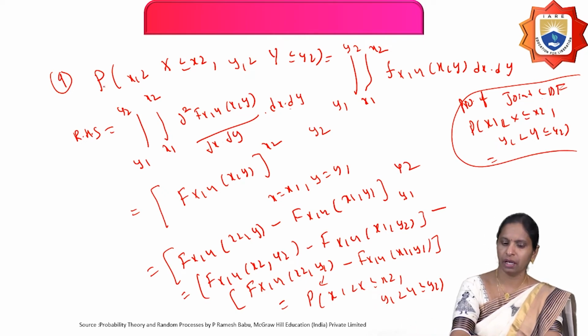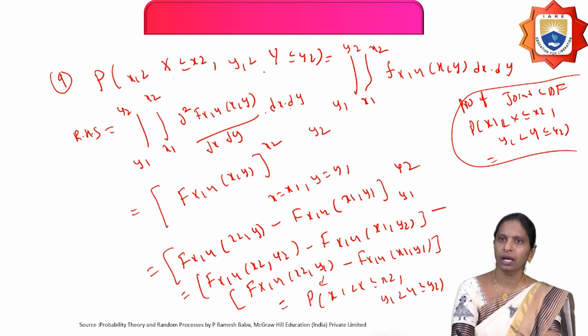This equation is obtained from the properties of the joint distribution function which were discussed in the previous lecture. So, like that, you can calculate the joint probability of the event such that x takes values from x1 to x2 and y takes values from y1 to y2 by integrating the joint density function over the limits x1 to x2 and the limits of y from y1 to y2.